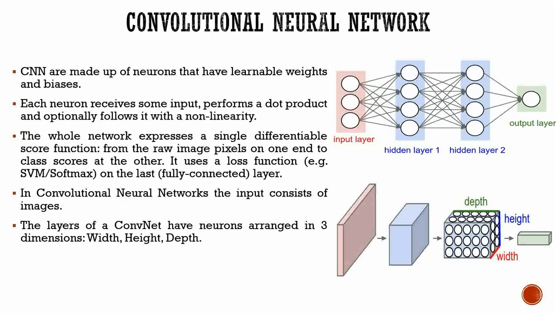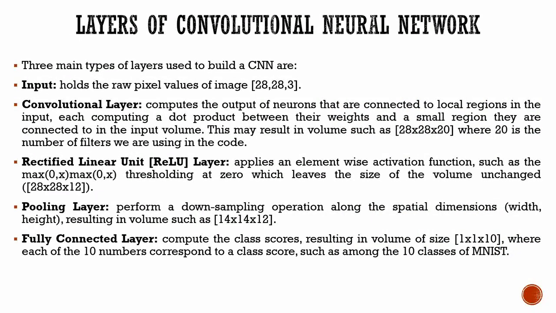So we get all the 3 dimensions, that is the width, height and the depth: 28, 28 and 3. So let's see what the layers of the convolutional neural network are. There are basically three layers. First is the input layer, which holds the raw pixel values, which we say 28, 28 and 3 because of the width, height and the depth.